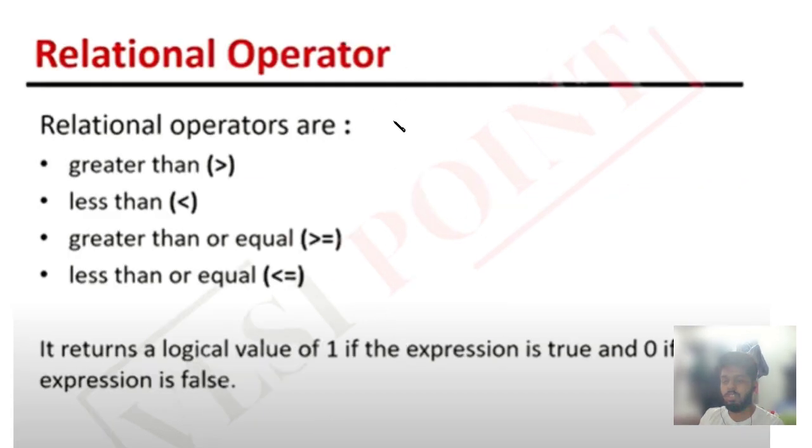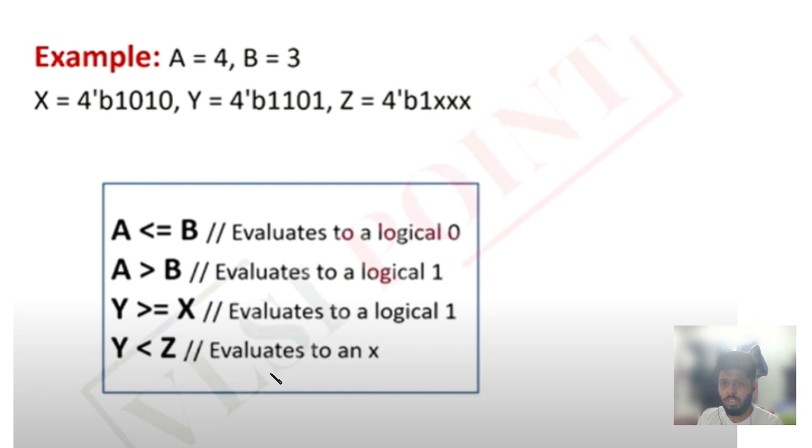What are relational operators? Relational operators are greater than, less than, greater than or equal to, and less than or equal to. They return a logical value of 1 if the expression is true and 0 if the expression is false. Let us see an example. Here a, b, x, y, and z values are given.